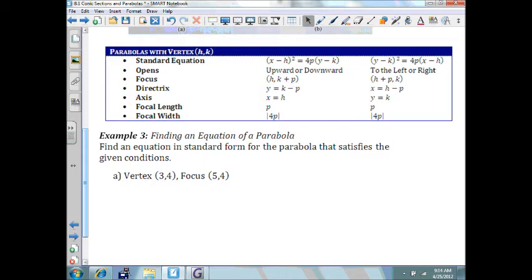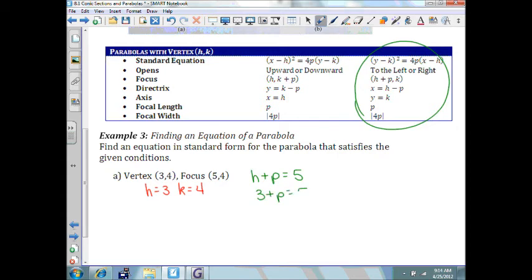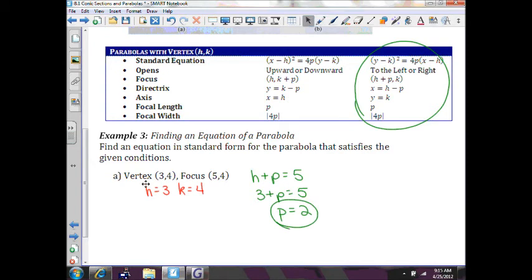So example 3, find the equation in standard form for the parabola that satisfies the given conditions. Well, the vertex is (3, 4). That means h equals 3, k equals 4. Now, it does give us our focus of (5, 4). If you notice, the k value does not change. That means we're going to be using this part of the chart here with h plus p is equal to 5. That means 3 plus p is equal to 5, which means p is equal to 2. Once we find that, we should have no trouble at all creating our equation.